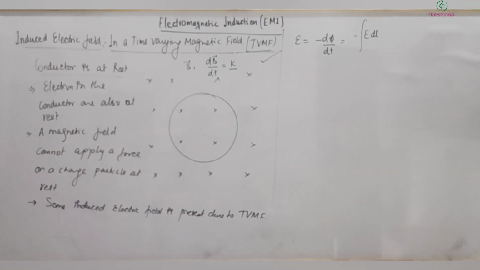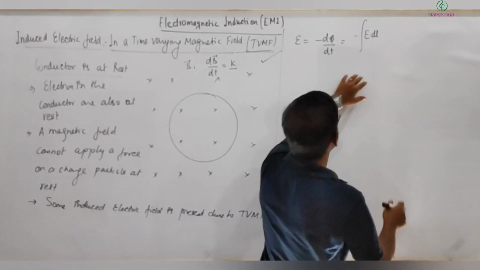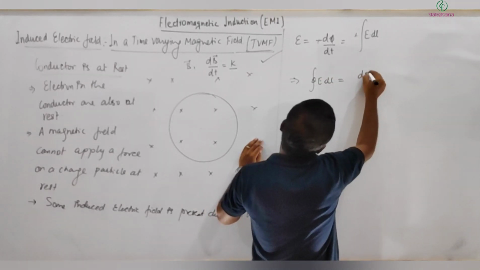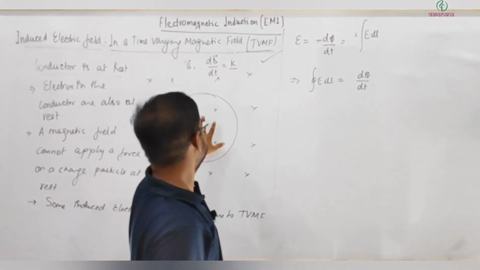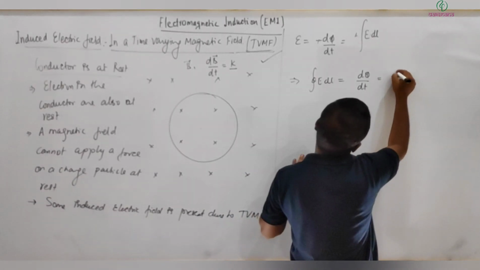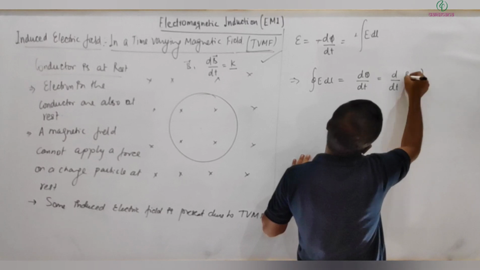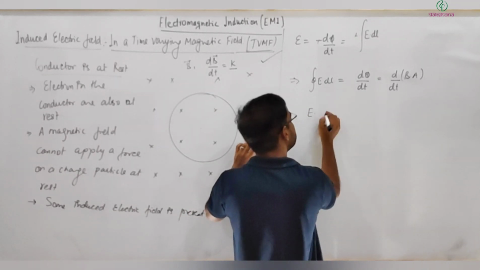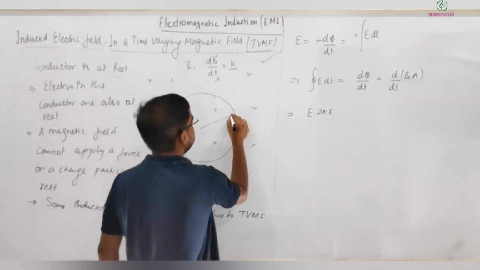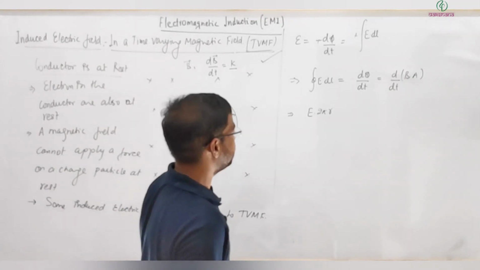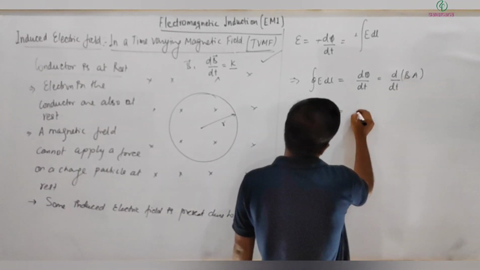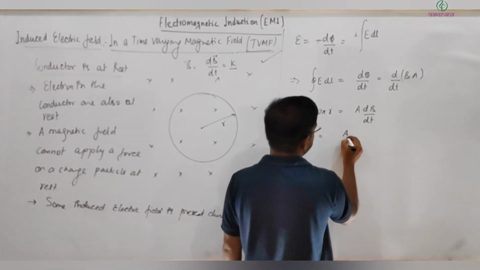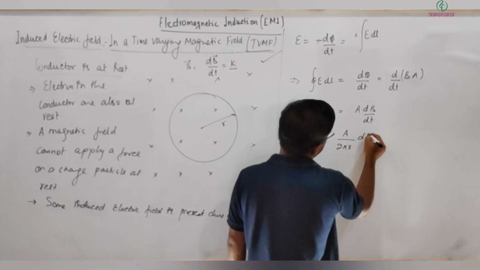So by equating these two EMFs, the minus sign simply cancels, and the integral of E dot dl over the closed loop is equal to d phi by dt. In this situation you can see the area is not changing, so it can be written as d by dt of B into A, magnetic field into area. Over any closed loop, E dot dl gives the length 2 pi r, where r is the radius of this loop or ring. This is equal to the area multiplied by dB by dt, and this implies E is equal to A divided by 2 pi r multiplied by dB by dt.